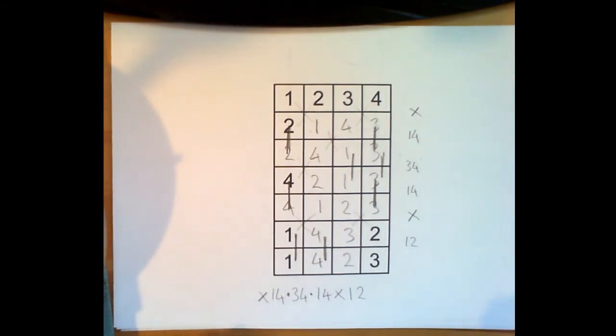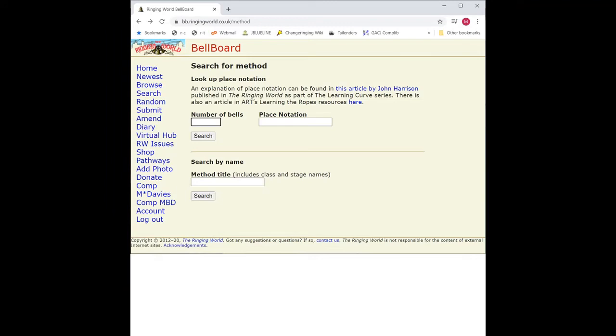Anyway, so now we can take that string of place notation and we can put it in our search function and it'll give us the method name. Let's try that now. Okay, here we are again at the Bellboard online method library, and this time we're going to look up our method via its place notation. So instead of using the method title search, we're going to search by number of bells and place notation. So the number of bells for our method was 4, and the place notation was X, 1, 4, 3, 4, 1, 4, 1, 2. Okay, so let's press search.